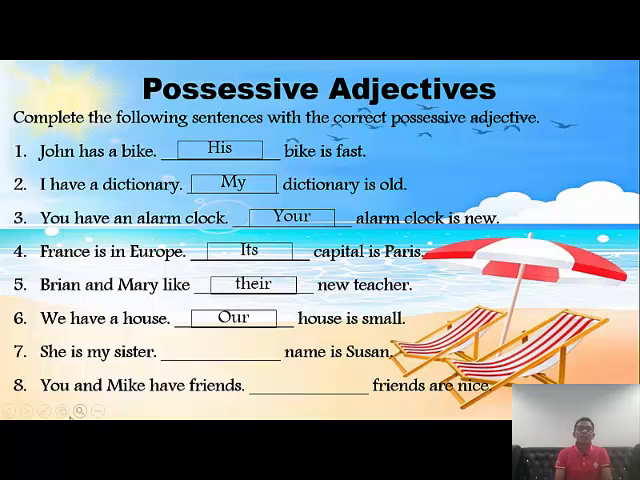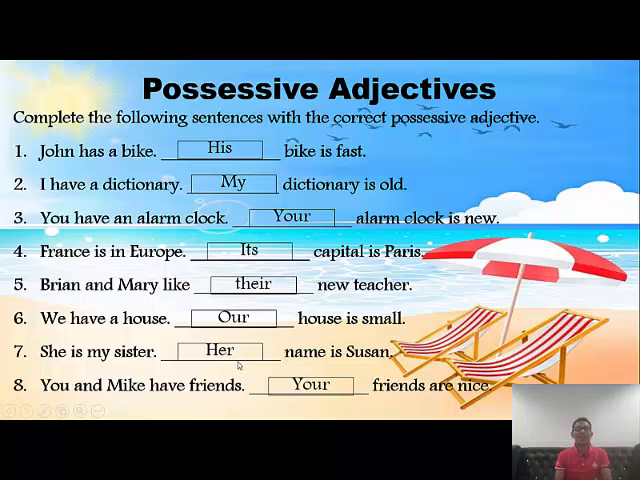All right. Number 7, she is my sister. Her name is Susan, and same goes to the first one. His is actually for masculine, right? And her is for feminine. She refers to a girl or maybe a lady, all right? Her name is Susan. Can we use his name is Susan? Of course not, right? That is absolutely wrong. You should use her.